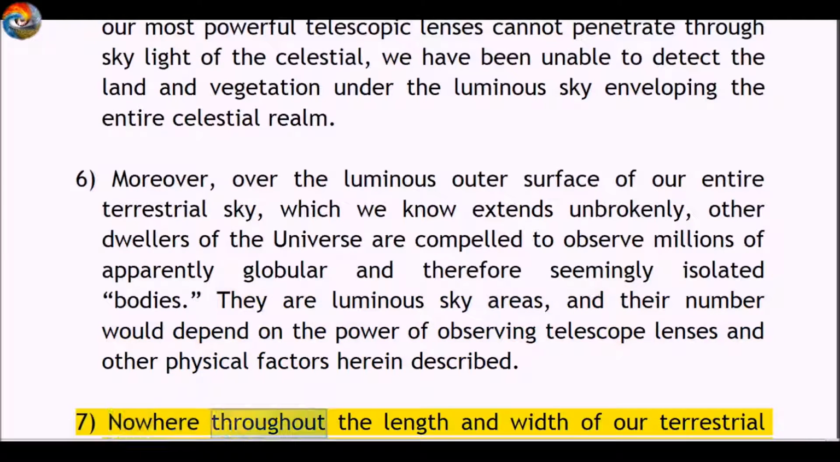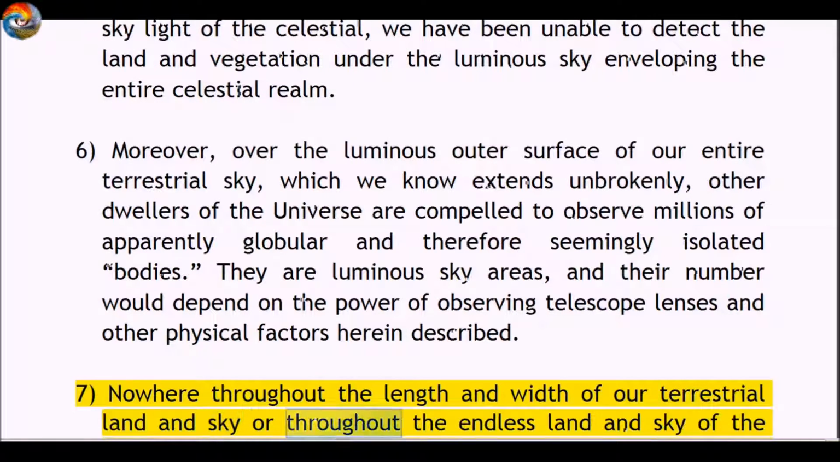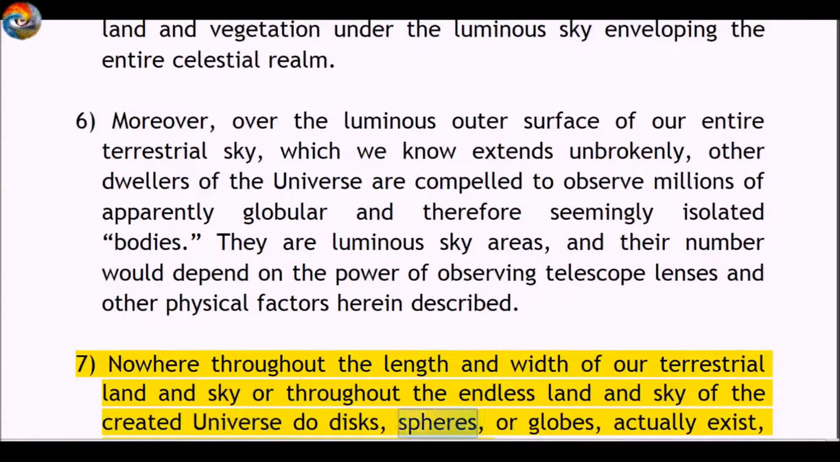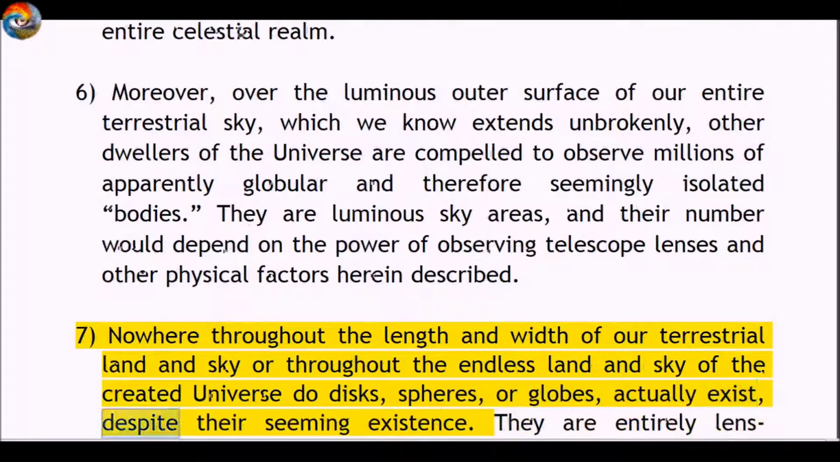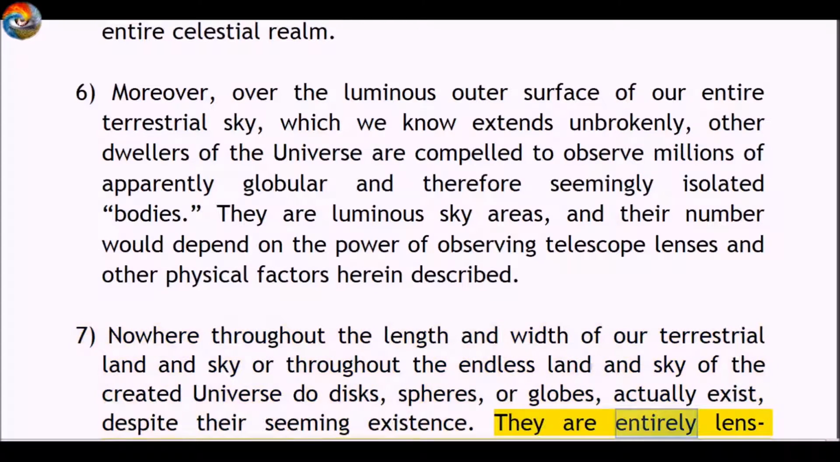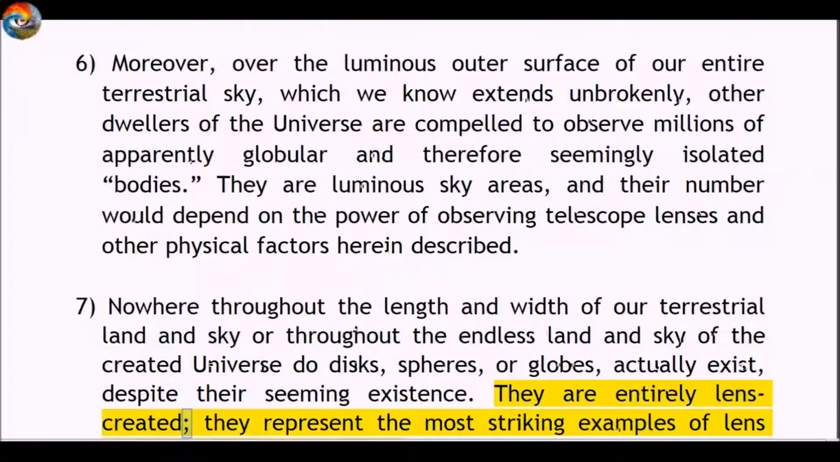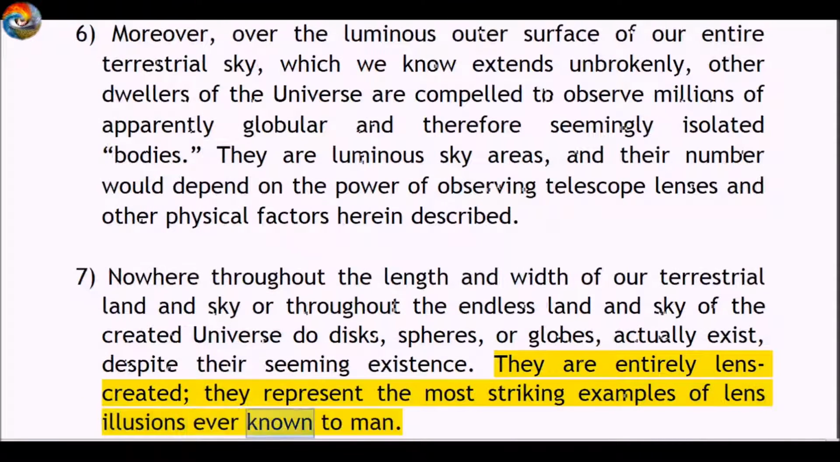7. Nowhere throughout the length and width of our terrestrial land and sky, or throughout the endless land and sky of the created universe do disks, spheres, or globes, actually exist, despite their seeming existence. They are entirely lens-created. They represent the most striking examples of lens illusions ever known to man.